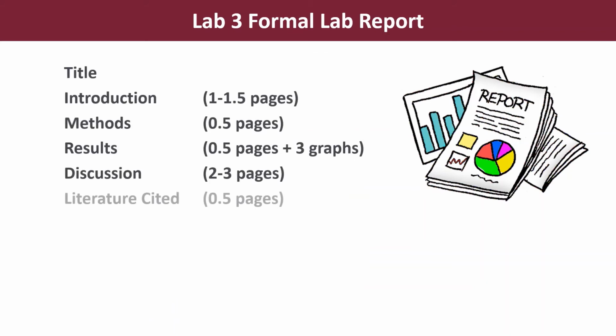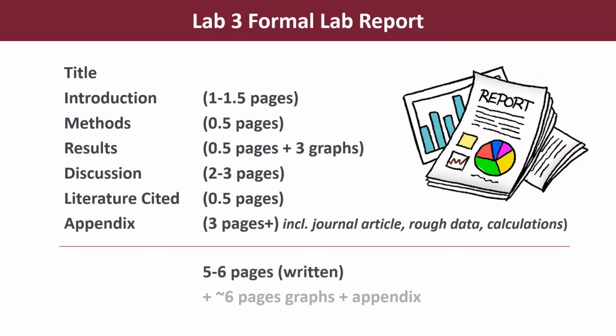So this formal report is going to include the following sections: a title, introduction, methods, results, discussion, literature cited, and appendix. And to give you an idea of how long this is going to be, you can see there's an estimation of how big those sections are going to be. So it's going to be about 5 to 6 pages of actual written material, double-spaced, typed, and probably about another 6 pages of all of your other stuff. So remember, you're going to have 3 graphs, that's 3 pages.